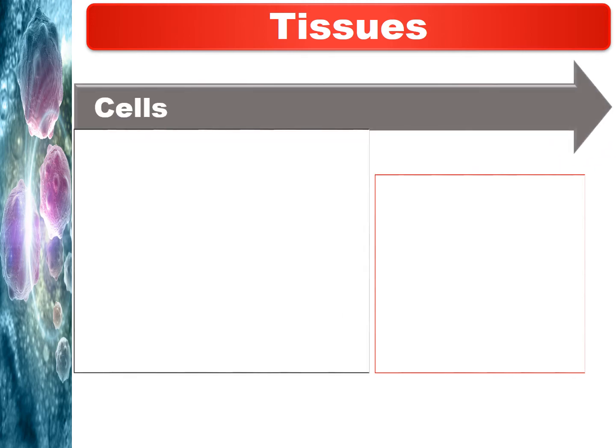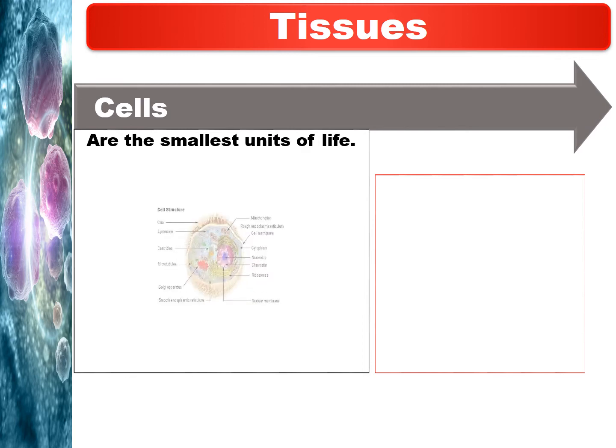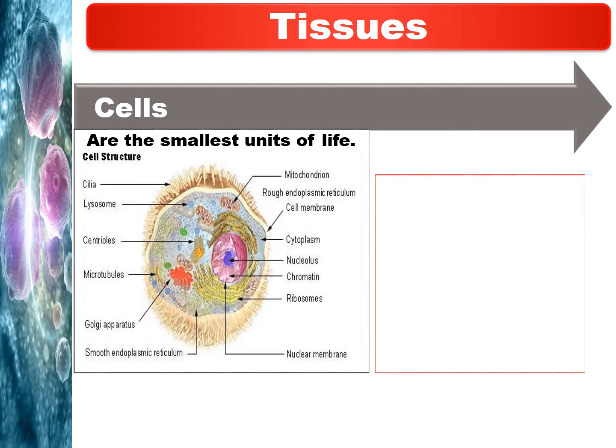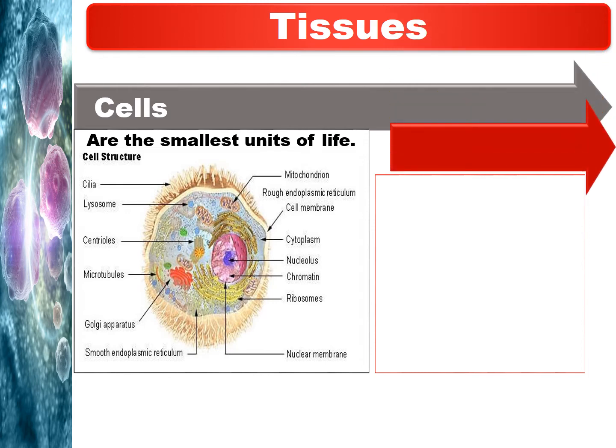Now, let us go through the term tissues. So, what is a tissue? Before we know about tissues, we have to know about the cell. So, the question arises, what is a cell? Cells are the smallest functional and structural unit of life. Also, we can say the cell is the building block of all life. Now come to the definition of tissues.